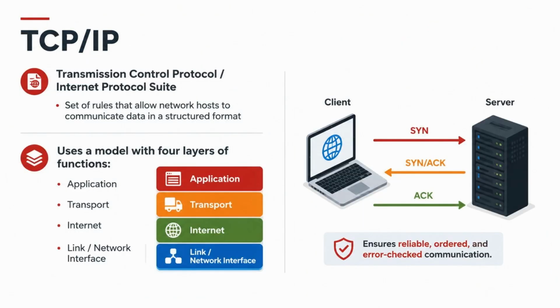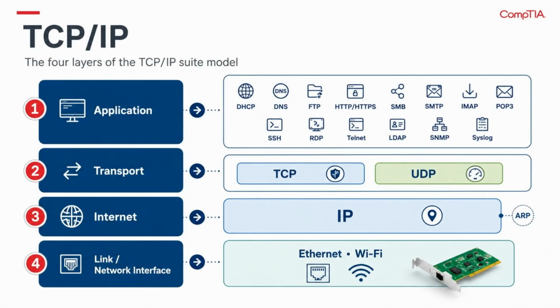TCP/IP, the Transmission Control Protocol/Internet Protocol suite, is the set of rules that lets network hosts communicate data in a structured format. It's organized into 4 layers of function: application, transport, internet, and link or network interface. Here's the 4-layer TCP/IP model laid out visually. Each layer handles a distinct part of getting data from one device to another across a network.